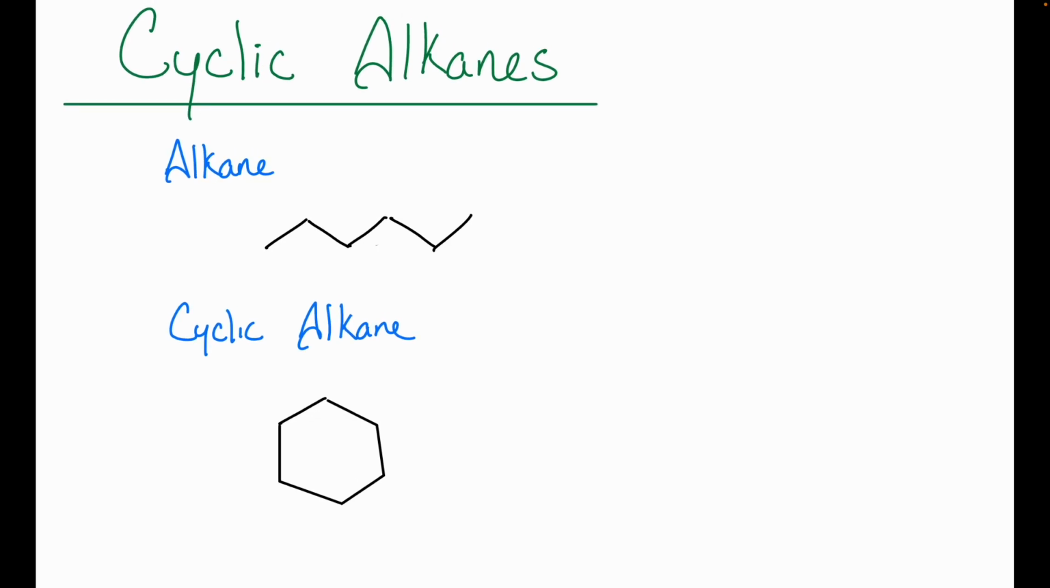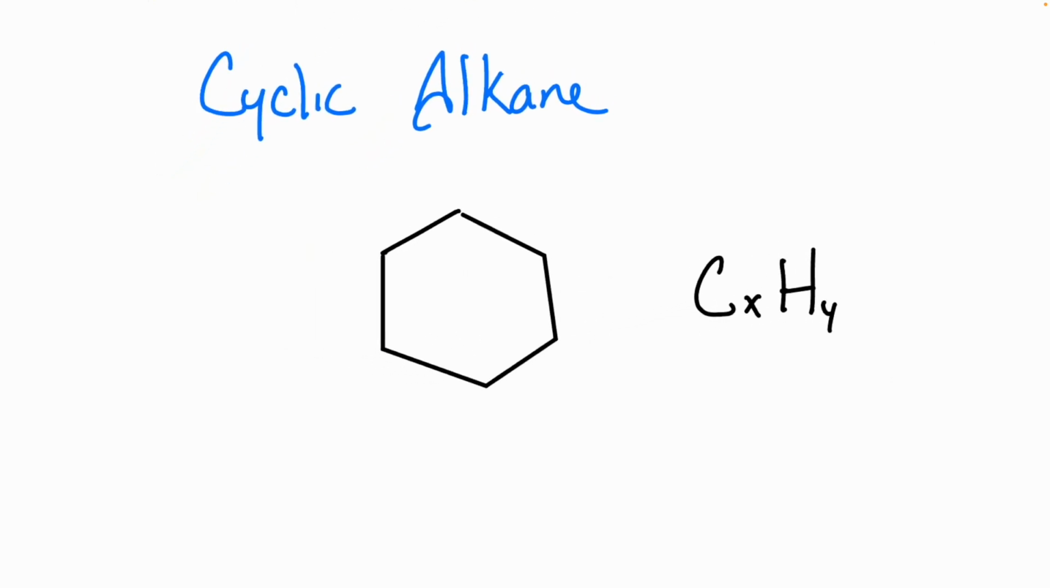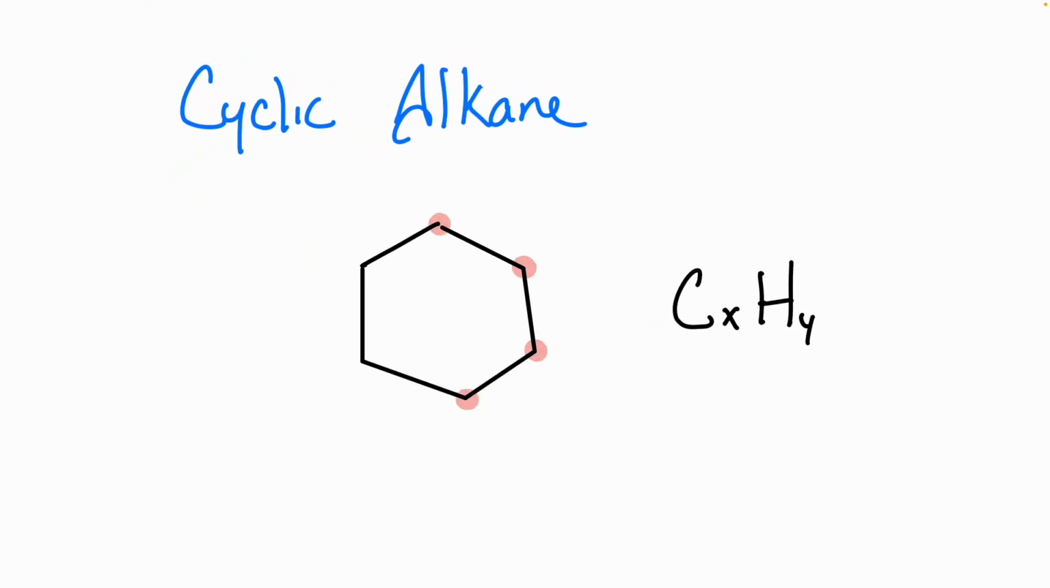All right, in terms of our reading of our bond line structures, the name of the game is still the same. So everybody take a second and give me the chemical formula for this cyclic alkane here. Okay, so again, endpoints and intersections. So I have 1, 2, 3, 4, 5, 6 carbons in this structure. And if I go through, each of these carbons already has 2 carbon-carbon bonds. So how many hydrogens are they each going to need? Two. Okay. So C6H12 will be my formula here.